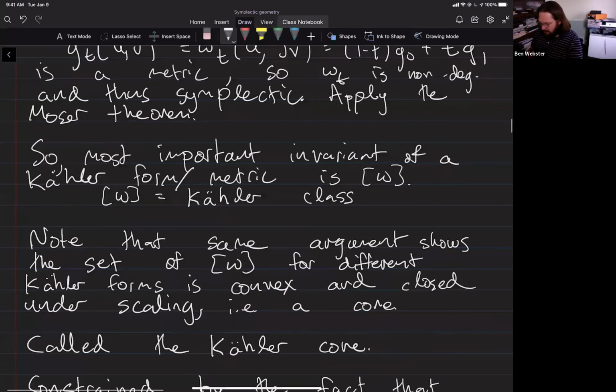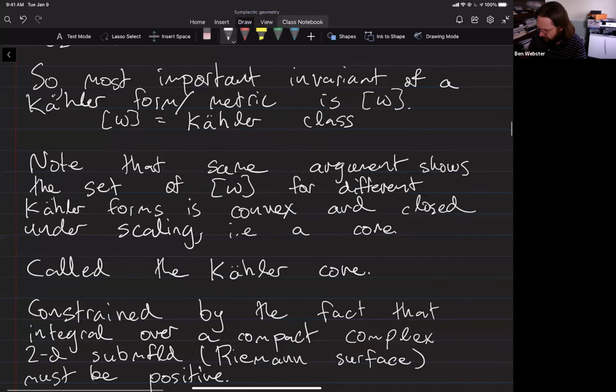I'll also mention the same argument shows that if you have two different Kähler forms, and you take the weighted averages of them, you won't get symplectomorphic things. They'll have different cohomology classes, but you'll still get a straight line of Kähler forms between them. So the space of classes in H2 that correspond to Kähler forms is convex. And since it's also closed under scaling, it's a convex cone. In many cases, it's actually a nice polyhedral cone. That's not always the case. This is called the Kähler cone.